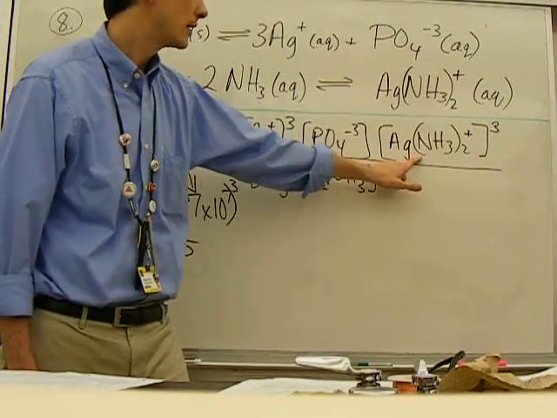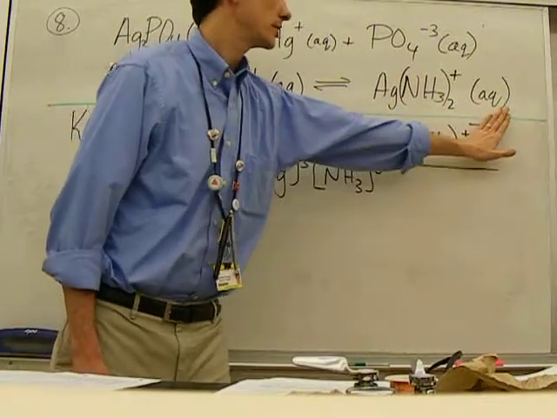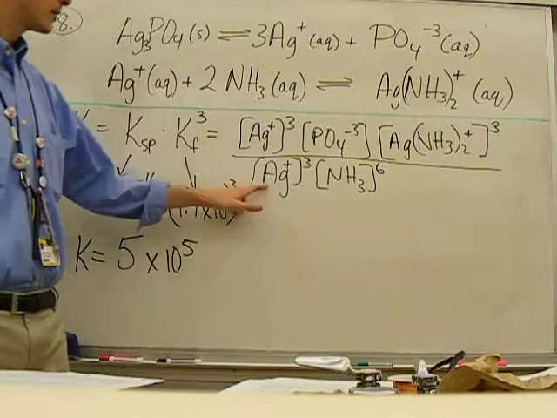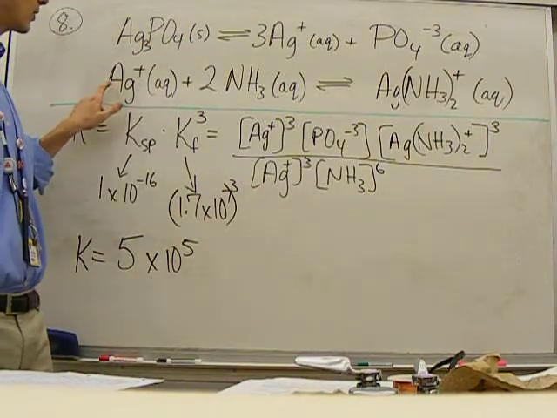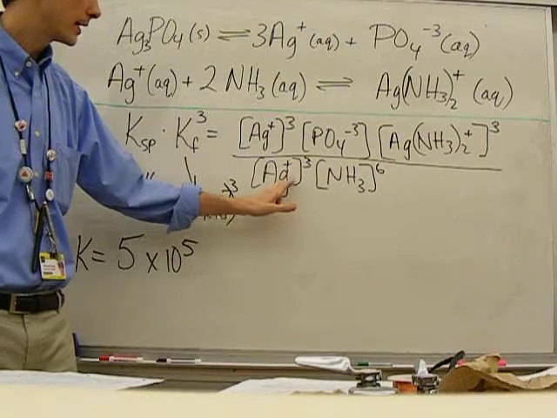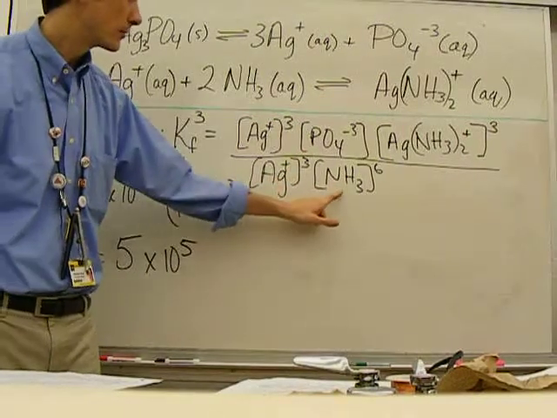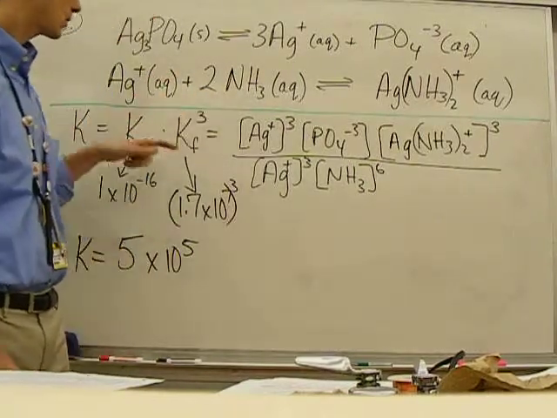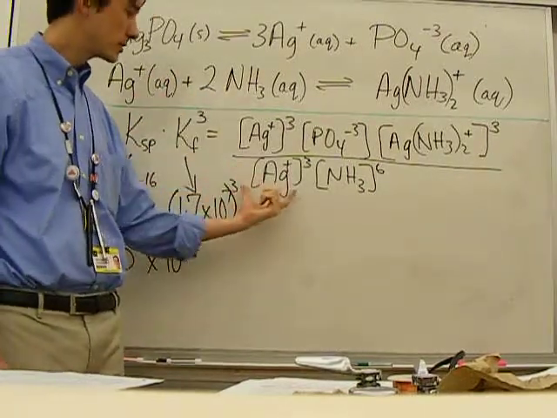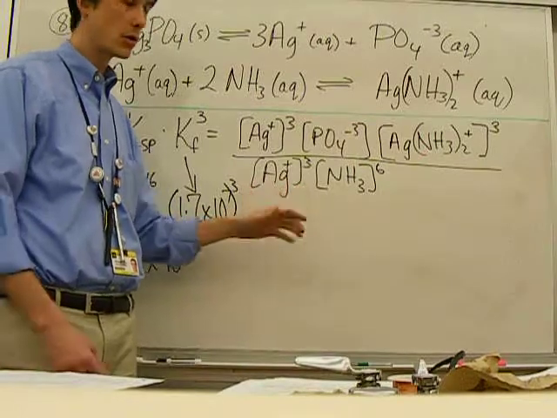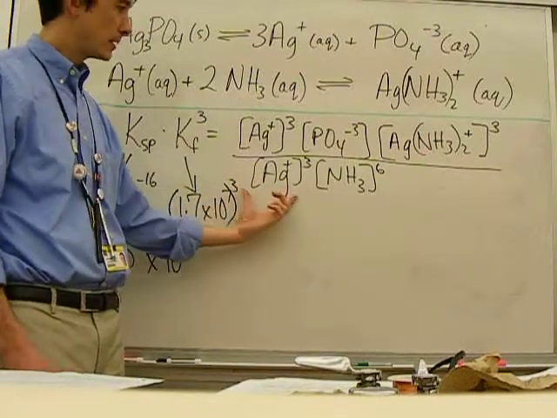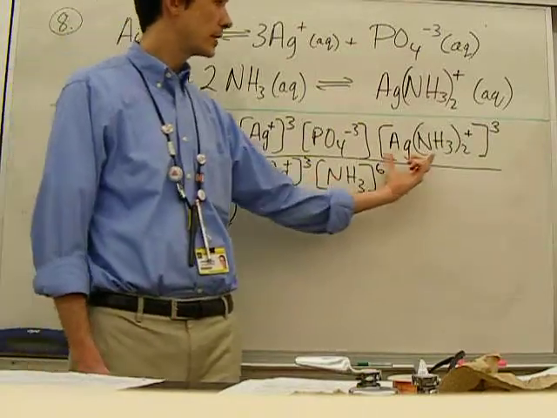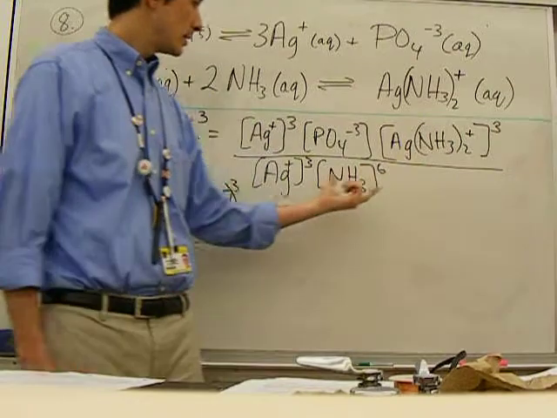So we've got this, but there's no coefficient here, so that initially did not have a 3 there. Then we've got this, which is our silver ions on the reactant side. Again, that did not initially have a 3 there. And then we've got ammonia, and there was a 2 there. So why are we cubing it? We're cubing it so that these silver ions end up canceling out. Because if they are present and the ammonia is present, they are going to form this.